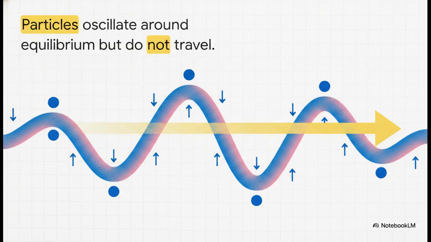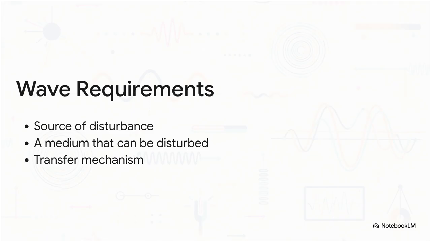The particles of the medium, the actual drops of water or the molecules of air, they simply oscillate around their equilibrium position. Basically, they just bob up and down or vibrate back and forth, handing off the energy to the particle next to them, like a giant bucket brigade. The energy cruises all the way across the lake, but the actual water molecules pretty much stay exactly where they started. It's wild.